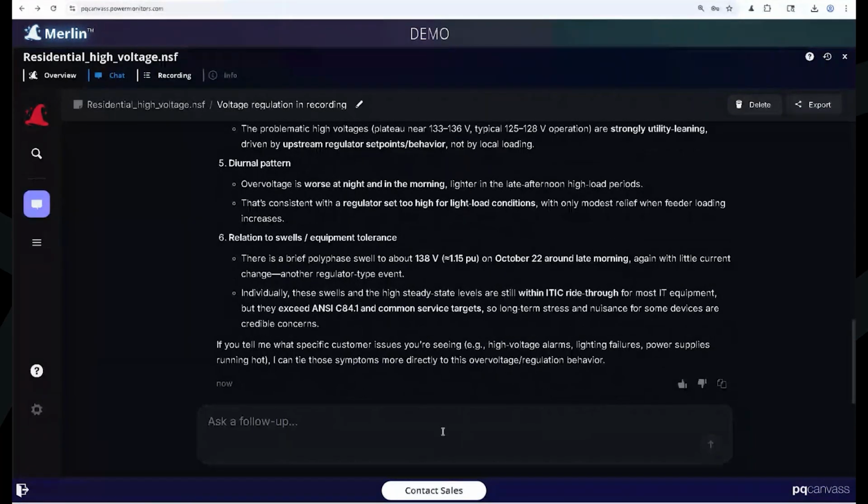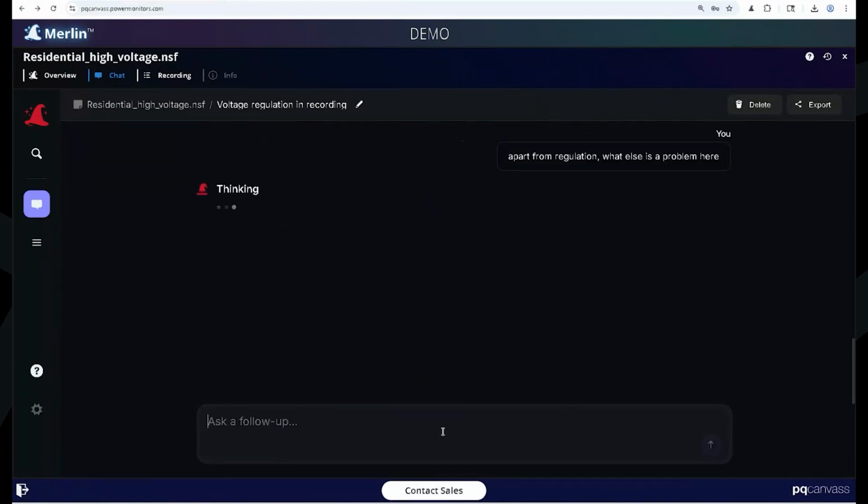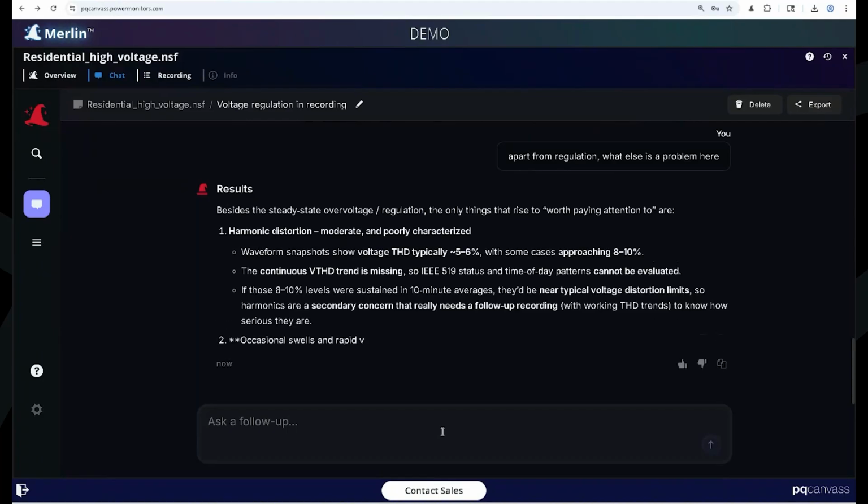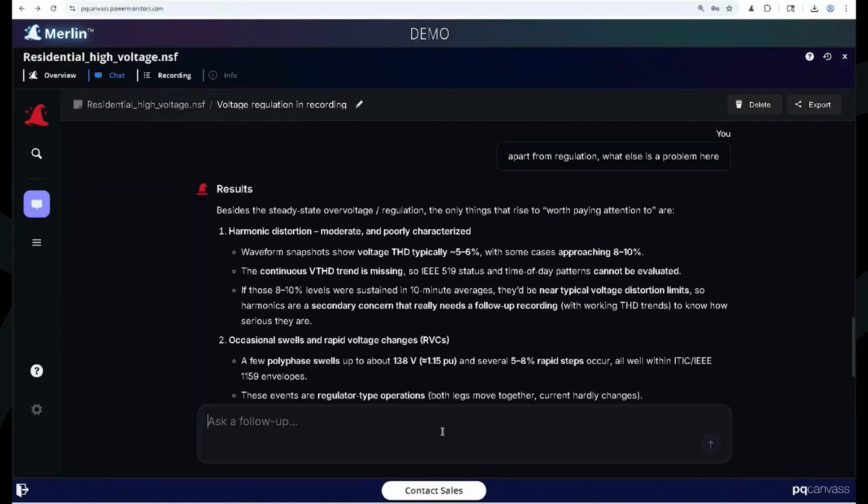Now, we can also say, well, apart from regulation, what else is a problem here? And you can brainstorm with Merlin. You can ask it, say, what if we upsize the transformer? What would that do to the flicker? Would that bring us into compliance? You can have it walk through some impedance calculations with you. If you give it the transformer size and the service conductor size, it will take that into account. You can brainstorm solutions with Merlin. So it's a very good engineering partner.